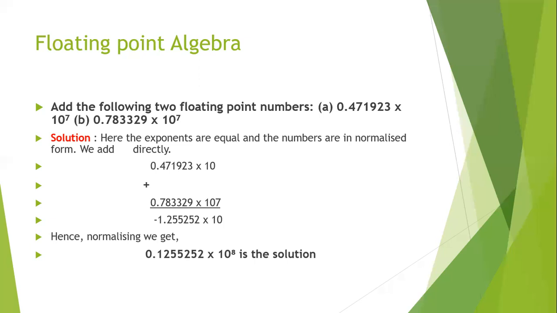In that problem, the numbers are in normalized floating point form and also the exponents are the same. Then we directly add the two numbers, 0.471923 into 10 raised to 7 and 0.783329 into 10 raised to 7. The answer is 1.2552 into 10 raised to 7. Then we convert this number into the normalized floating point form and get 0.12552 into 10 raised to 8. This is the solution of that problem.